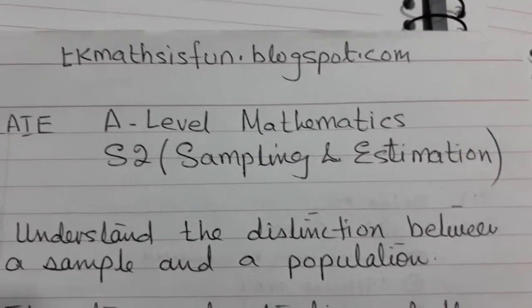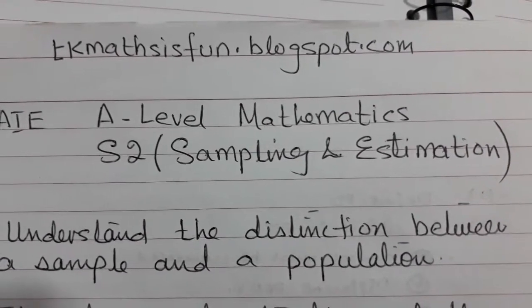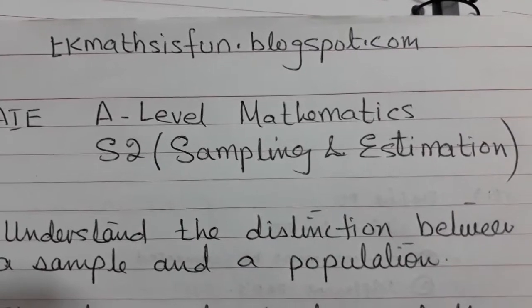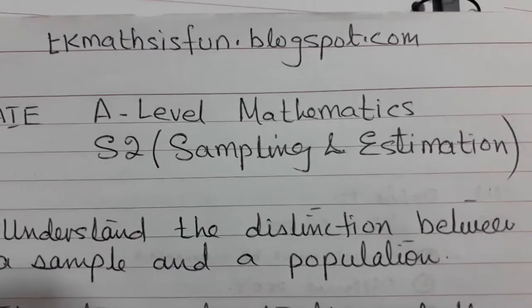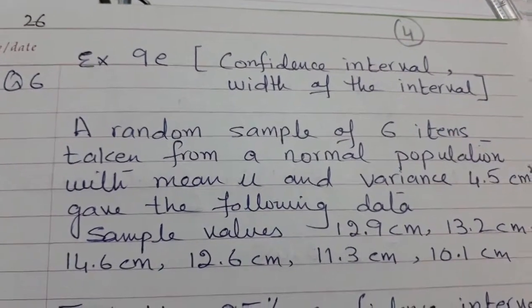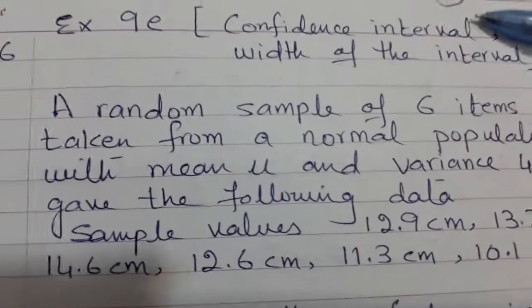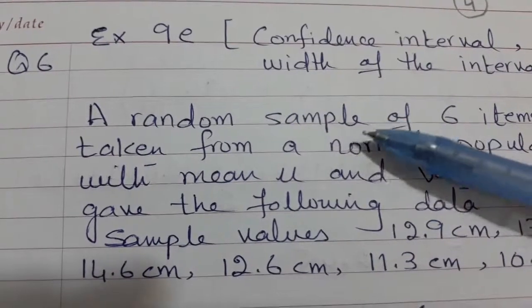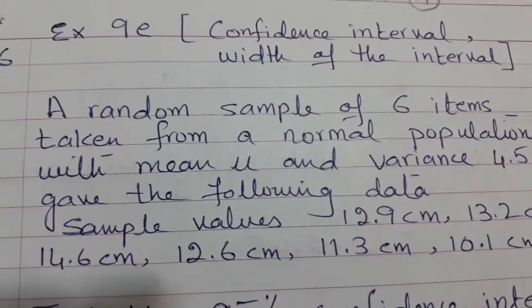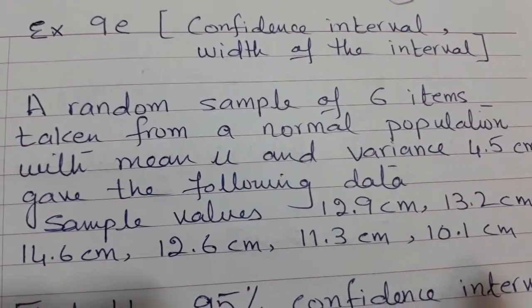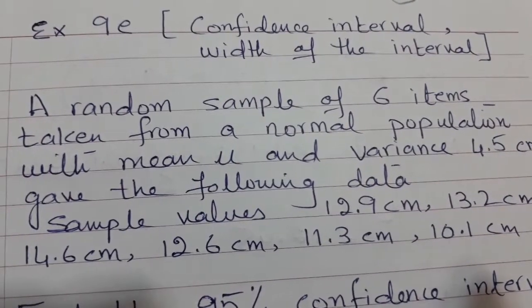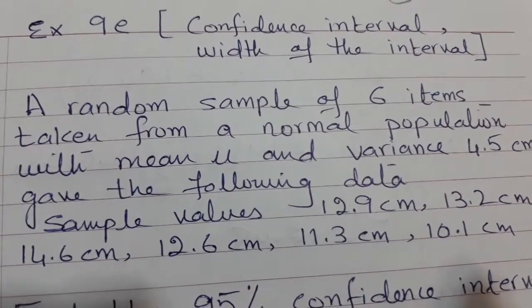So let's go and continue: what is confidence interval and how it is applied in different situations and how do we calculate it. Okay, so this question is taken from Croshaw A-level concise statistics and it is exercise 9E question 6. So it is related to width of the interval. So we will see here what is the meaning of width of the interval.